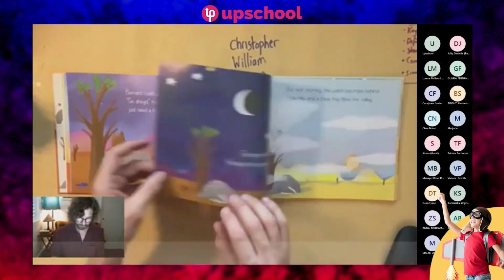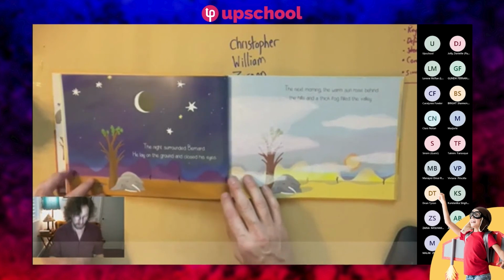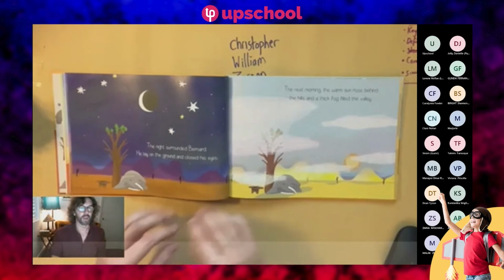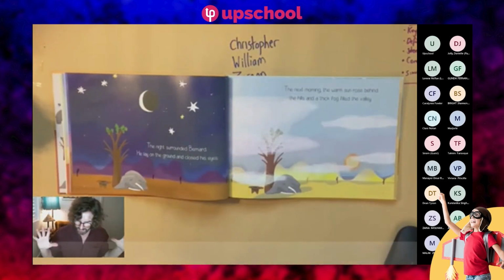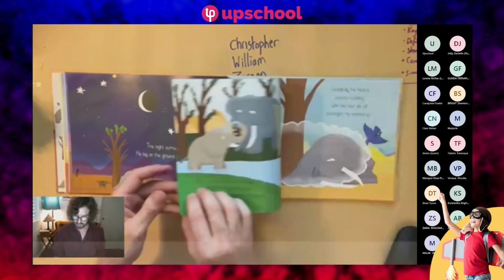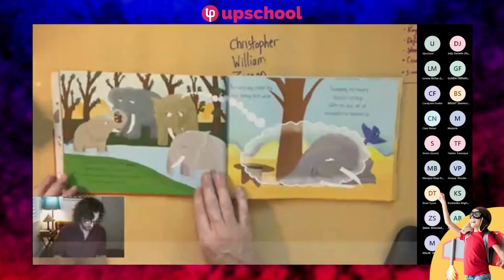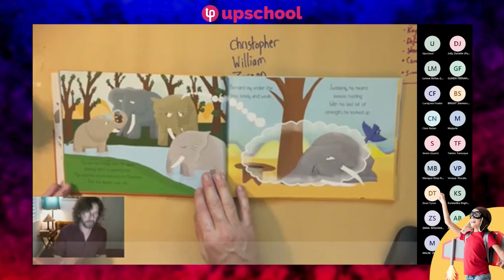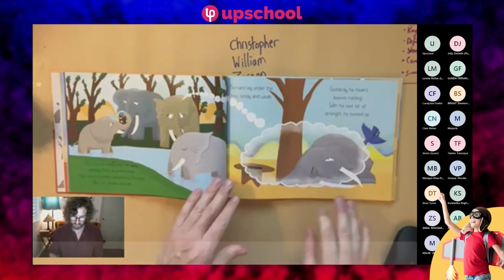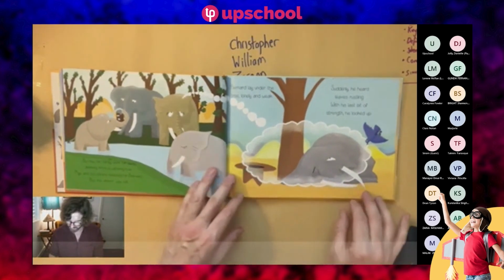That's very sad. The night surrounded Bernard. He lay on the ground and he closed his eyes. The next morning, the warm sun rose behind the hills and the thick fog filled the valley. By now, his family were far away in a watering hole. Maya and the others listened for Bernard, but the desert was still and quiet. Bernard lay under the tree, lonely and weak.